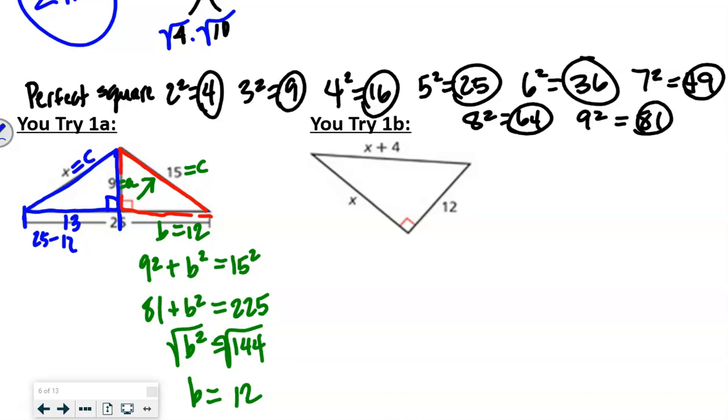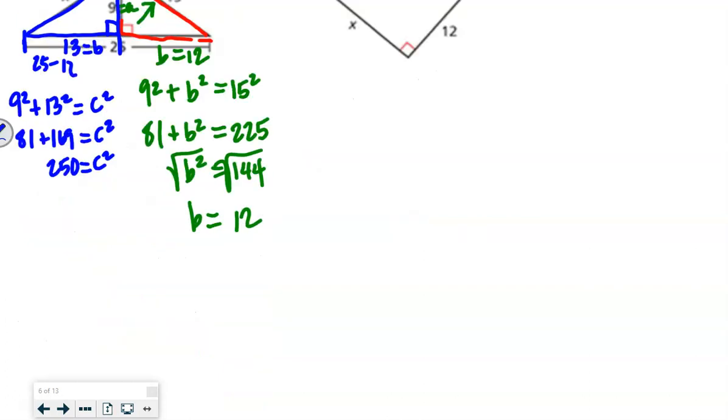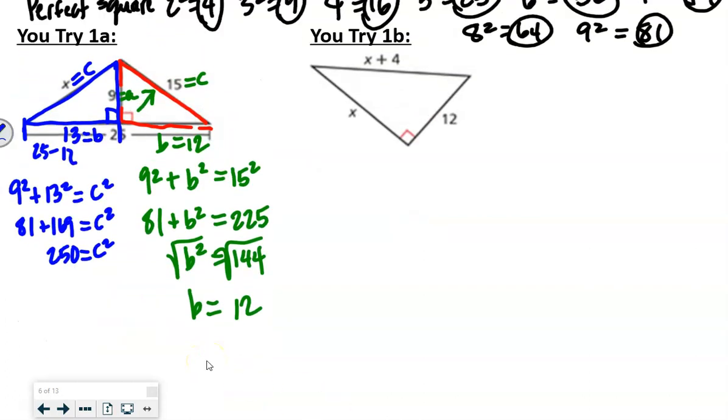So now we have our a, our b, our c. So we're going to say this is going to be our b now, okay? So we're going to say 9 squared plus 13 squared is equal to c squared. So that's 81 plus 169, that's equal to c squared. So that's 250 is equal to c squared. So once again, we're going to take the square root of both sides. So let me give myself a little more space here, okay? So we're going to take the square root of both sides, right? So that's going to be c is equal to the square root of 250.